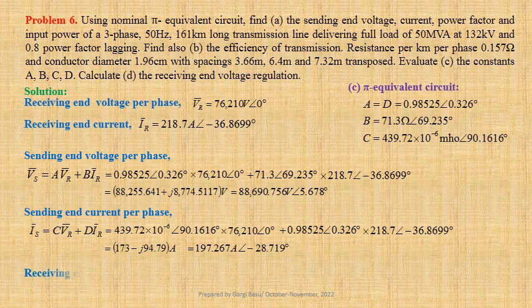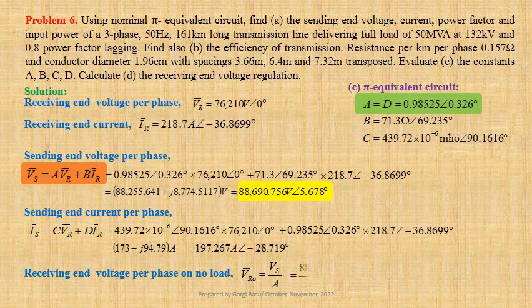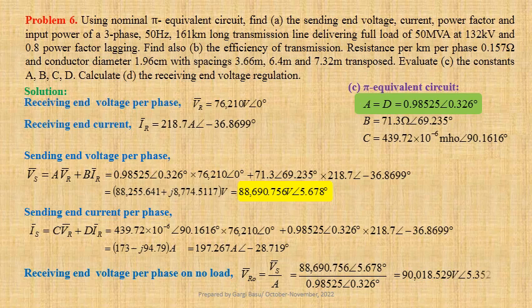On no load, receiving end current IR equals 0. Therefore, receiving end voltage per phase on no load, VRO, equals Vs divided by A. Using values we get 88,690.756 at an angle 5.678 degree divided by 0.98525 at an angle 0.326 degree. That gives us 90,018.529 volt at an angle 5.352 degree.